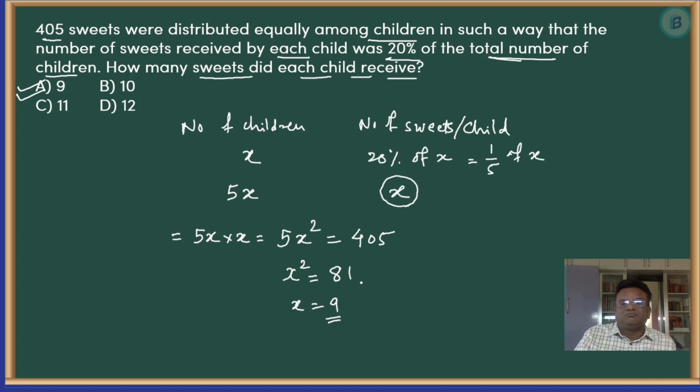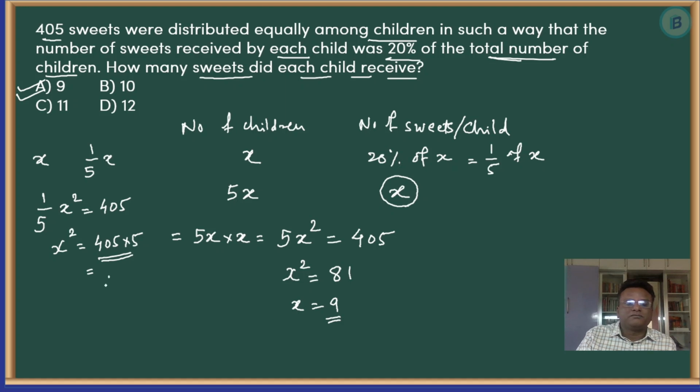I mean, you can solve this by fraction also. For example, you can always take the number of children as x and sweets per child as x by 5, then you multiply this, you get x square by 5 is equal to 405, so x square is equal to 2025, and now you need to find a square root of this number. Okay, and that's where things become complicated. You will find the square root of this number, and that would be equal to 45.